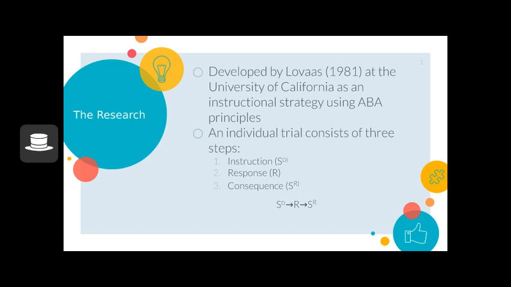An individual trial consists of 3 basic steps. First, an instruction is provided. This is known as an SD, followed by a student response, and then a consequence. And typically this consequence, if it's a correct answer, is positive reinforcement. If not, the child is redirected and this starts again.